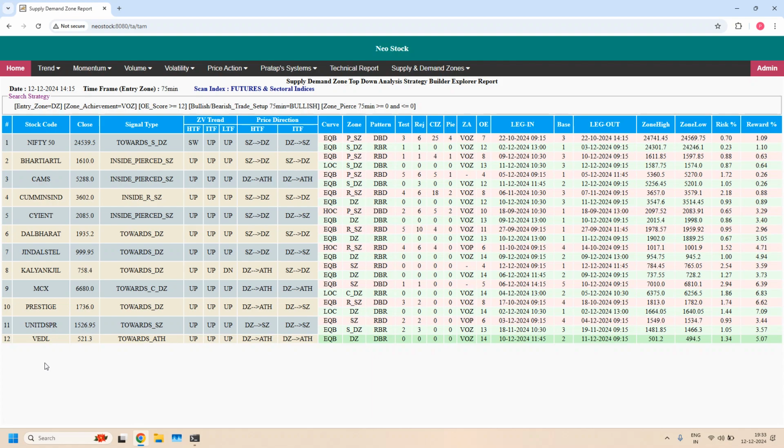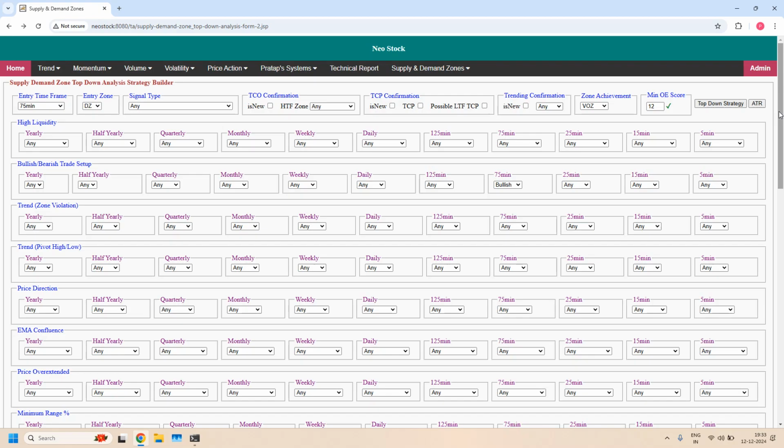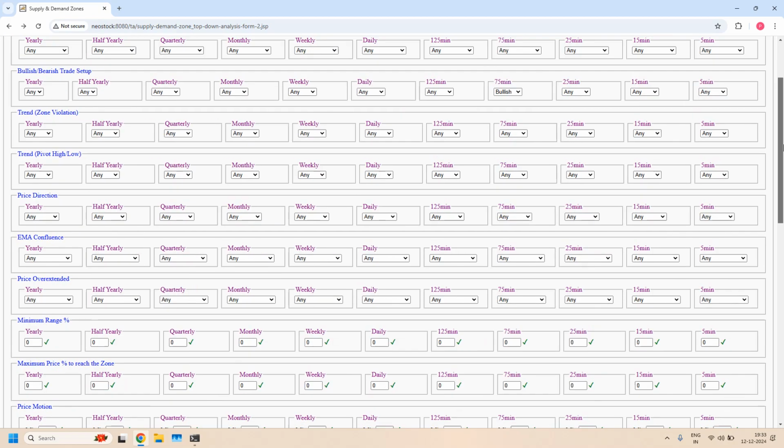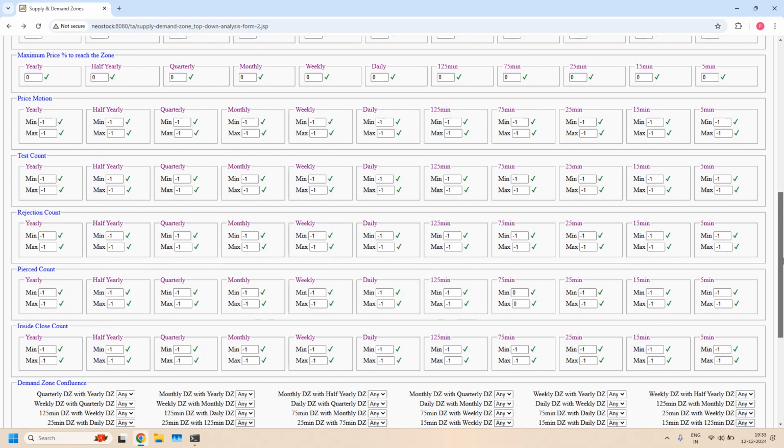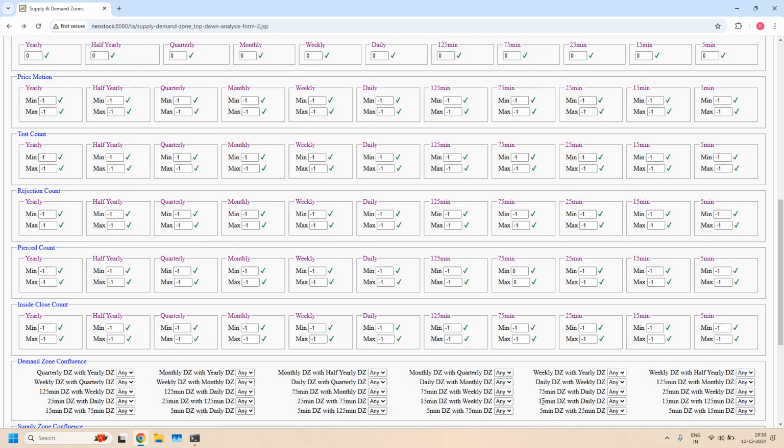Entry zones are 75 minutes demand zones. Out of these 12 75 minutes demand zones, there could be some high probability setup zones available. We need to filter them. So first filter is based on LTF and ITF demand zone confluence. Let's find that stock. LTF and ITF, that means 75 minutes and daily demand zone confluence. So I am enabling that filter, 75 minutes demand zone with daily demand zone confluence.